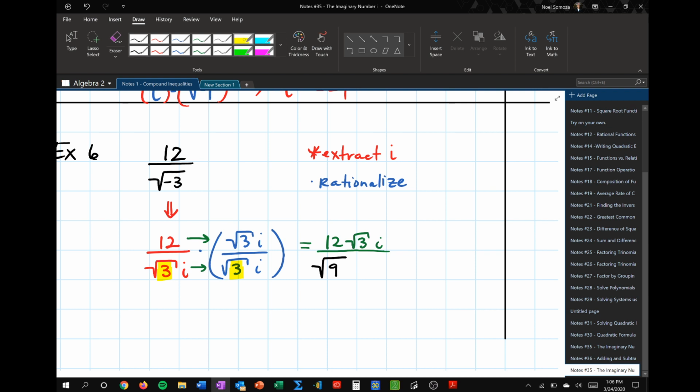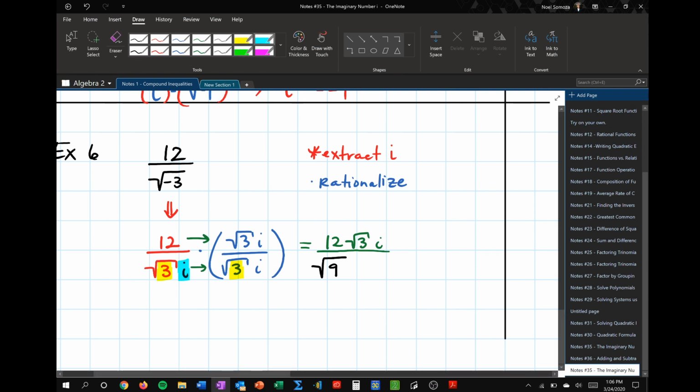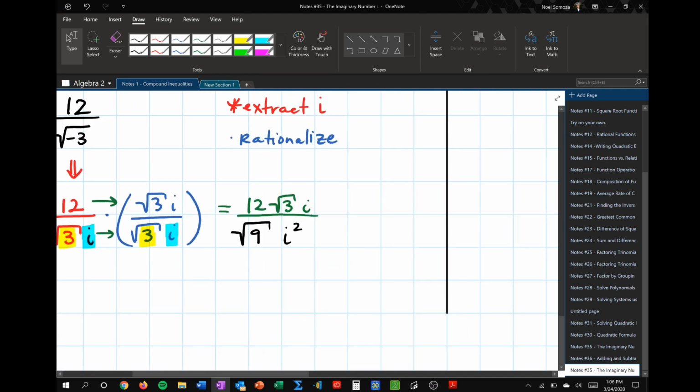Alright, what about the i's? Well, we multiply the i's together as well. I times I becomes I to the power of 2. So far the numerator cannot be cleaned up. We still keep it as 12 square root of 3 I outside.